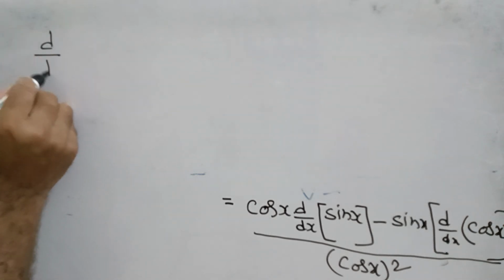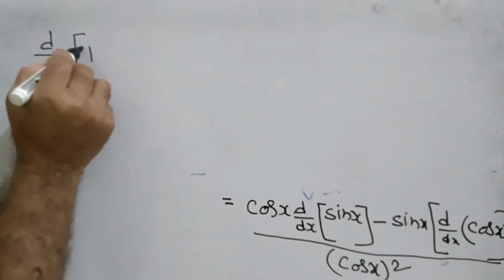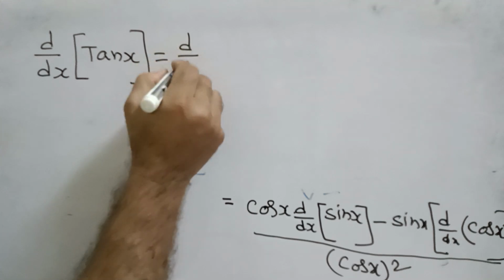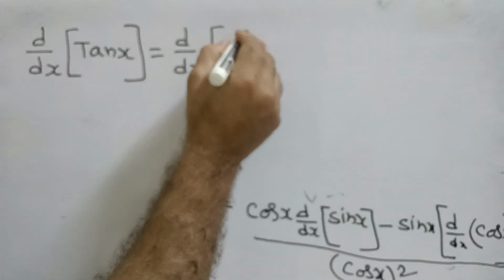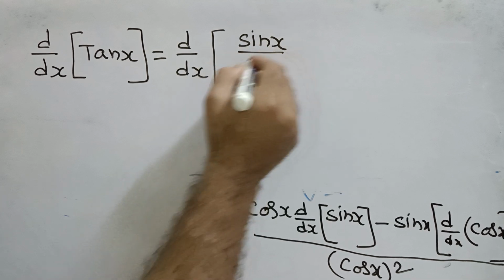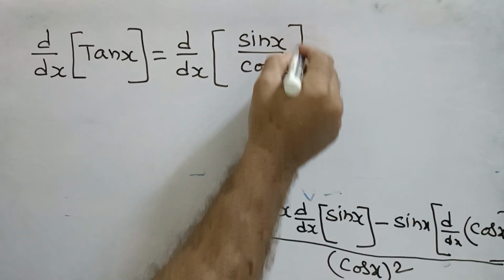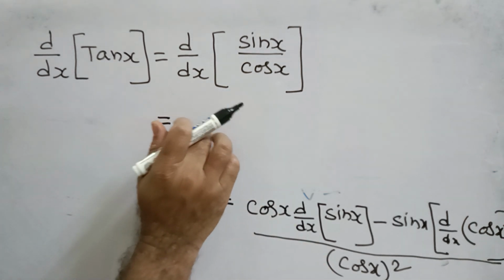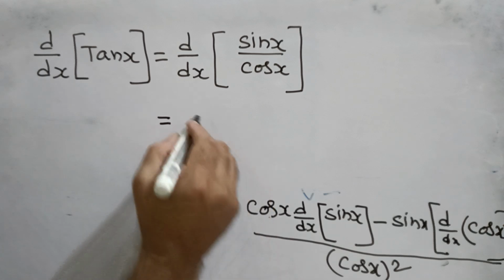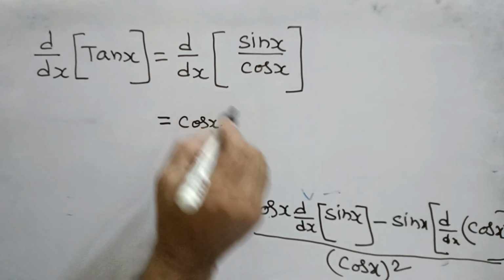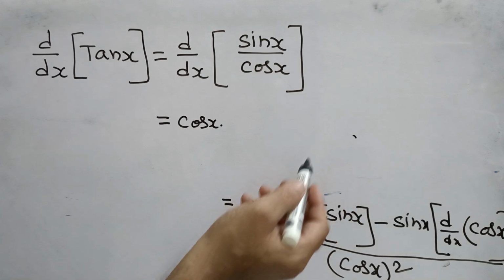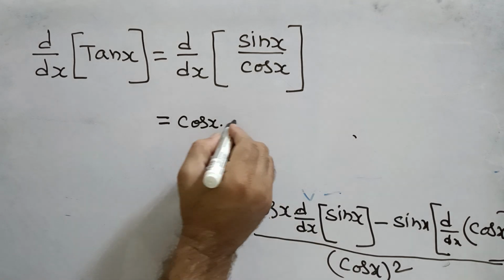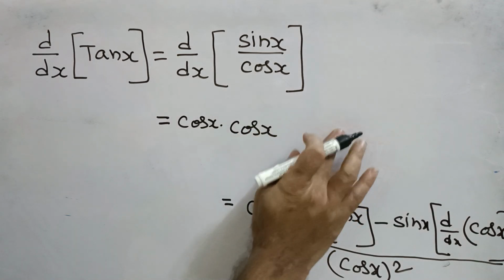So d by dx of tan x is nothing but d by dx of sin x by cos x. Am I clear? And this is equal to, now I am going to write the simplified step here. If you simplify this, then cos x times d by dx of sin x. I already told you just now. Refer to your notebook. What is d by dx of sin x? It is cos x, no? It is cos x. Okay.